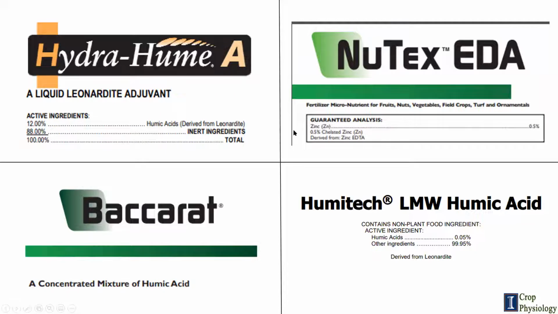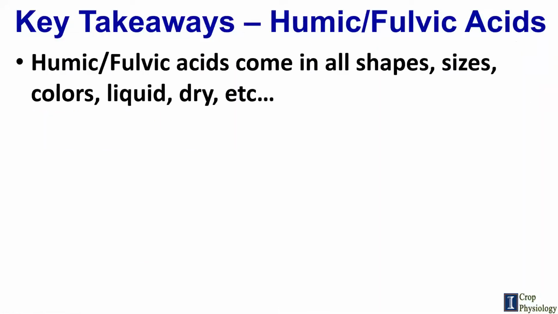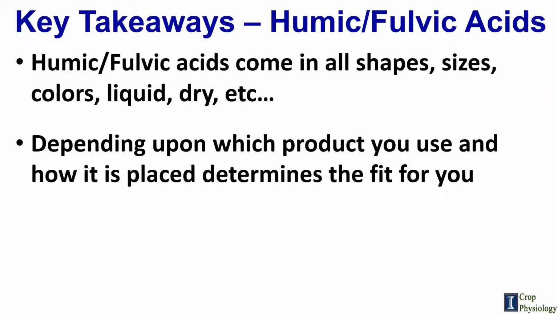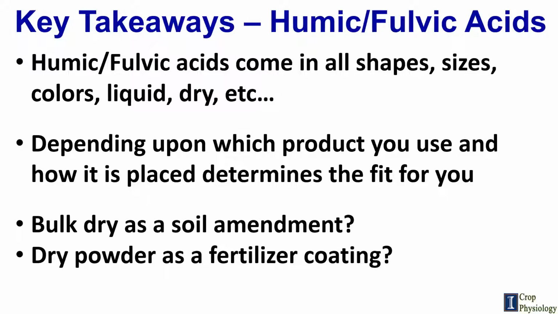I'm not going to go into data today, and I'll explain why. When I think about humic and fulvic acids, they all come in all shapes, sizes, colors, liquids, dries. Depending on which product you use does determine how it's placed into your field, right? Are you doing a bulk dry as a soil amendment? I've seen some humic acids recommended for 300 pounds to the acre. It's like a fertilizer. Maybe it's a dry fertilizer coating.